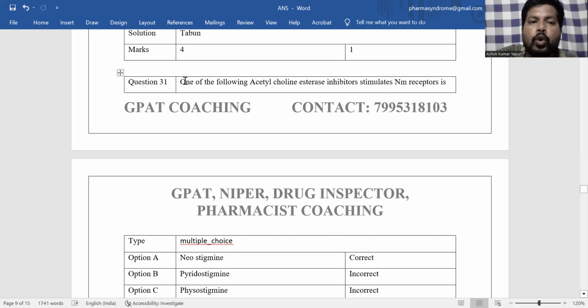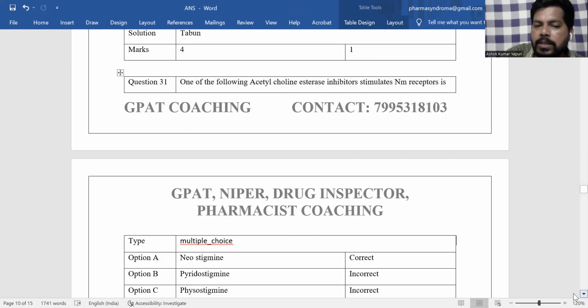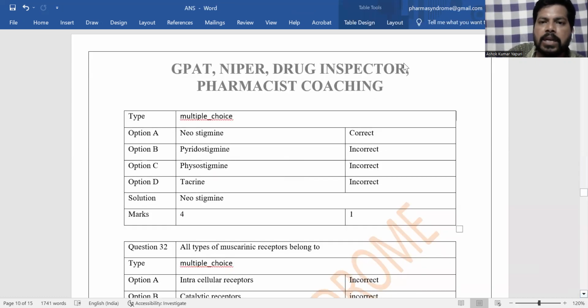Here the question is: which of the following acetylcholine esterase inhibitors stimulates NM, nicotinic muscle receptors? Let's see. Which of the following drugs can stimulate the NM receptor while also inhibiting the acetylcholine esterase enzyme? Here it is tacrine. Tacrine is an irreversible acetylcholine esterase enzyme inhibitor, but does not stimulate the NM receptor.